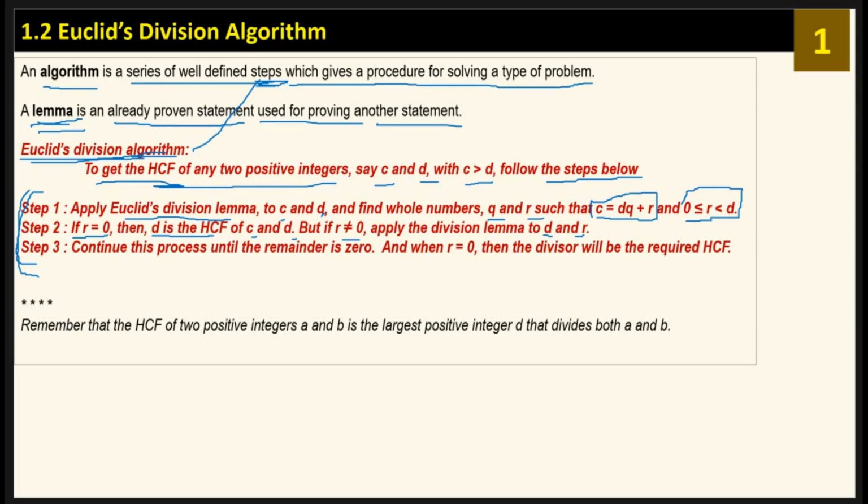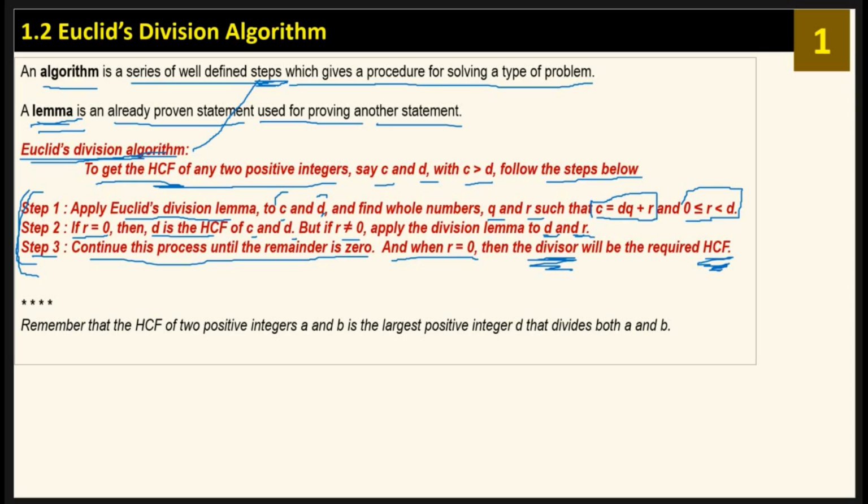Earlier we applied the lemma to C and D, but now we shall apply it to D and R. So step 3 is to continue the process until the remainder is 0. When R is equal to 0, the divisor at that time will be the required HCF.